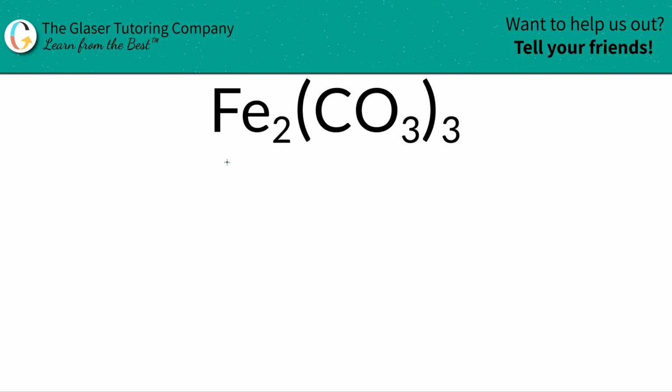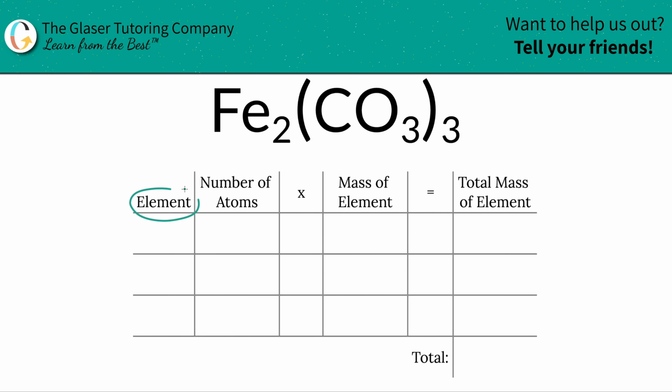So how do we find the molecular mass of iron 3 carbonate? Well, it turns out that it's a very simple, straightforward process. I've created a table to help us out. So the first thing is we're going to write the elements we see in the compound. So we see iron, we see carbon, and we see oxygen.